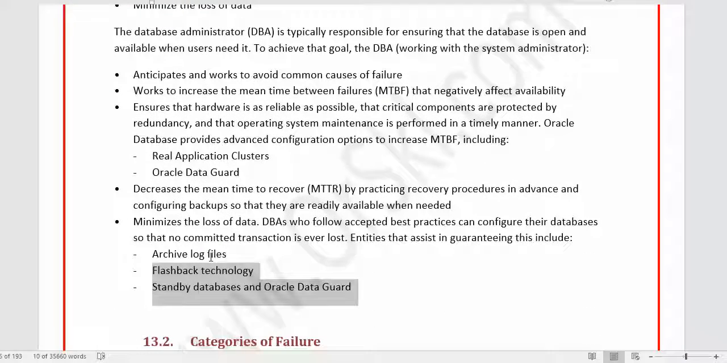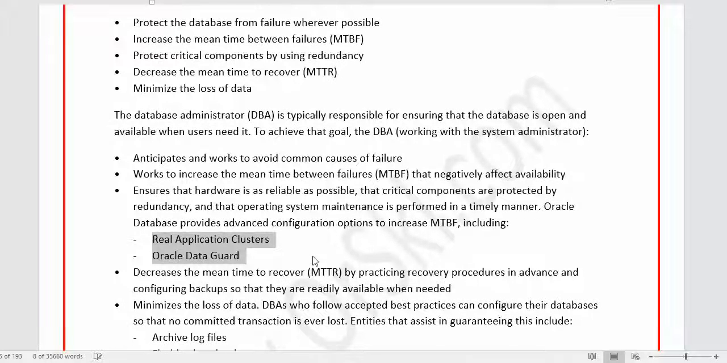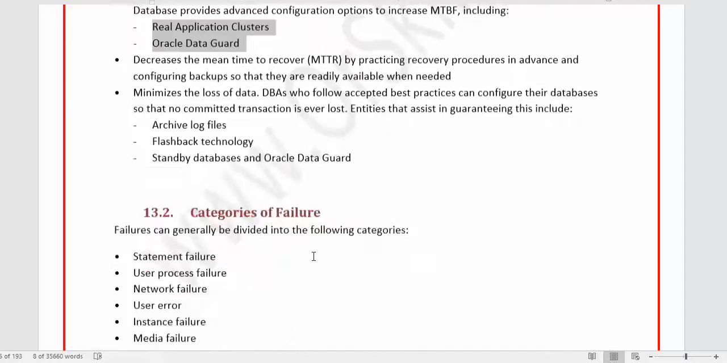Anyway, we are not going to speak about the advanced topics called Oracle RAC and Data Guard, but we are going to see how archive logs will help you, and how flashback will help you to protect the components and to minimize the loss of data.